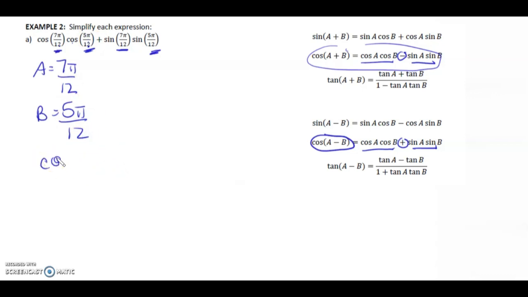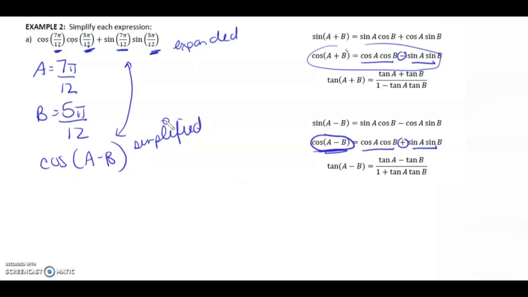So now we have cos of A minus B. That's the formula that we're going to use. These are equivalent, right? This is just the expanded form, and this is the simplified form. So we can actually go backwards as well. So let's actually start the question.